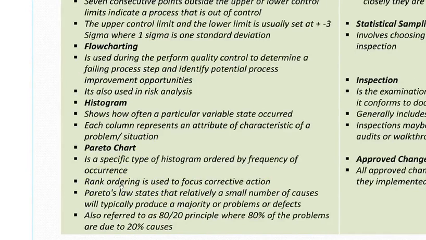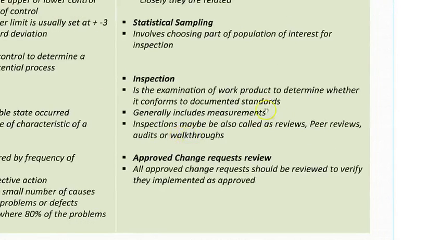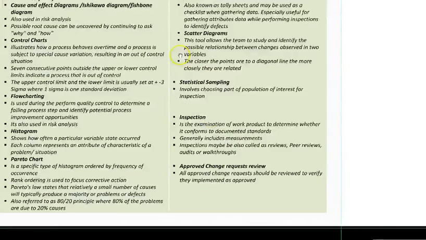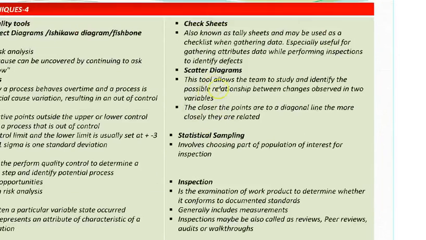The next question: to study the possible relation between two variables, what is the best tool and technique used? Again, for two variables, what is the best tool and technique? Over here, possible relationship between changes observed in two variables. So the tool and technique is the scatter diagrams.